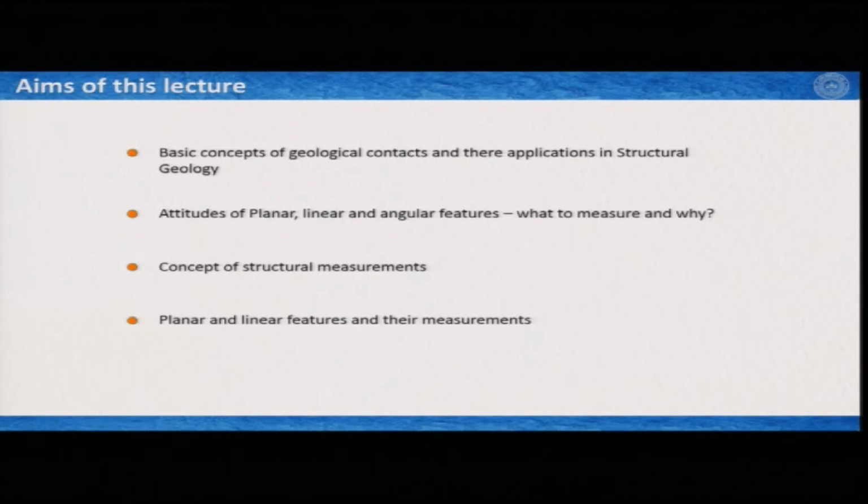So, we will first very briefly get very basic ideas on geological contacts and their applications in structural geology. And from that we will switch to attitudes of planar, linear and some angular features that we see in deformed rocks, and then we will ask the questions what to measure and most importantly why. Then we will go to the theory of structural measurements, the principles behind all sorts of structural measurements, and then we will learn how to measure all these linear and planar features together with how to plot them in the map.